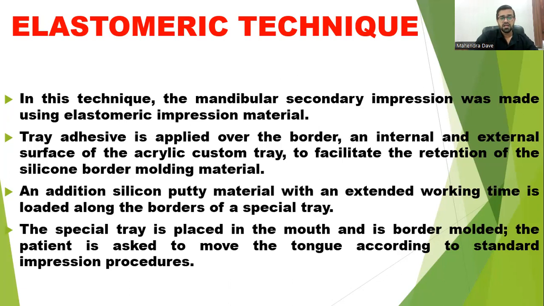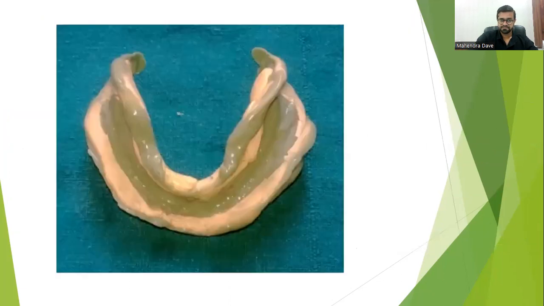An additional silicone putty material with extended working time is loaded along the borders of the special tray. The special tray is placed in the mouth and the borders are molded. The patient is asked to move the tongue according to the standards of the impression procedures. This is how the elastomeric impression looks.